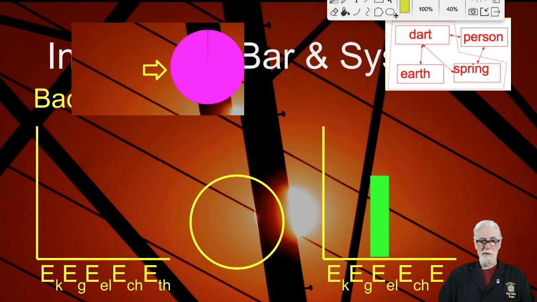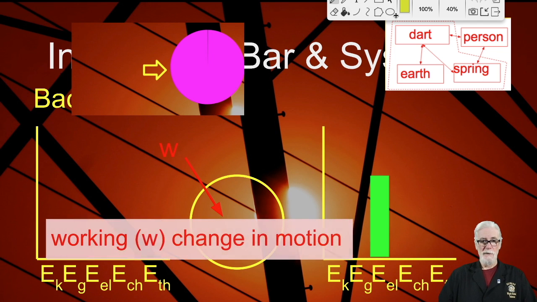The before bar graph shows nothing. The after bar graph shows a bar of elastic energy of a certain height. Energy got transferred into the system in the meantime through something we call working. You can see I've abbreviated it as a W.